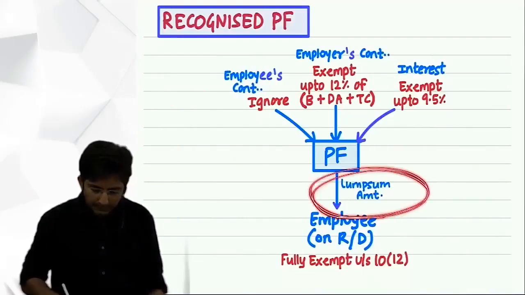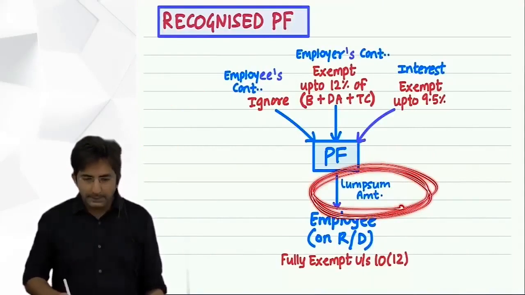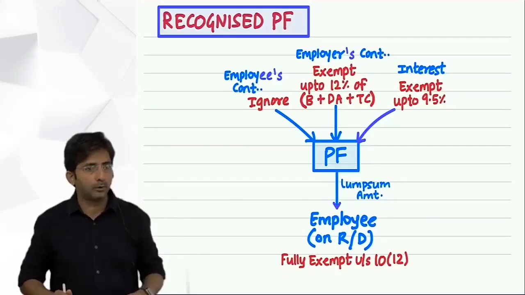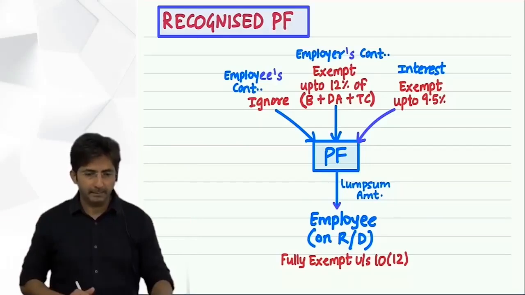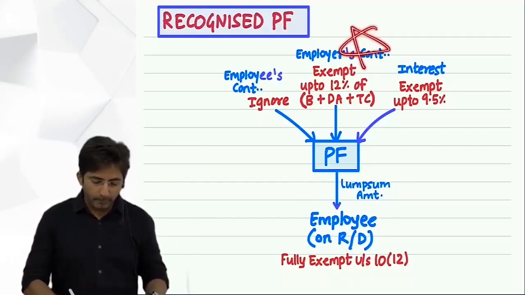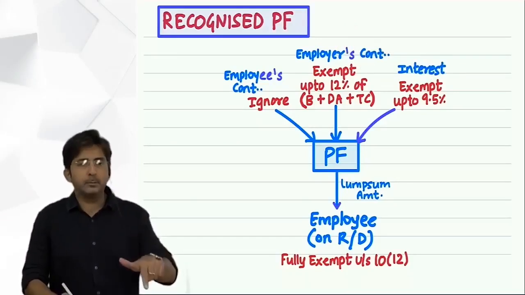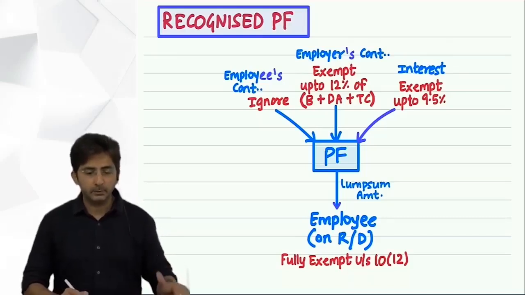And then, how to present this? This is very simple. If a lump sum amount is given in the question, it is fully exempt. You will put a dash directly in the outer column because it is fully exempt. Okay, so RPF is also done. Here mainly you have to remember these two formulas. Employer's contribution: 12% of basic salary plus dearness allowance plus turnover commission.